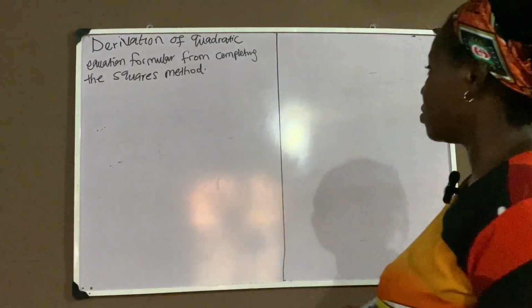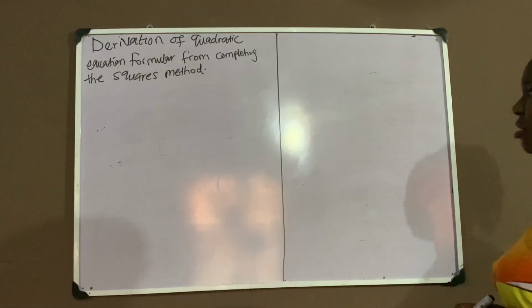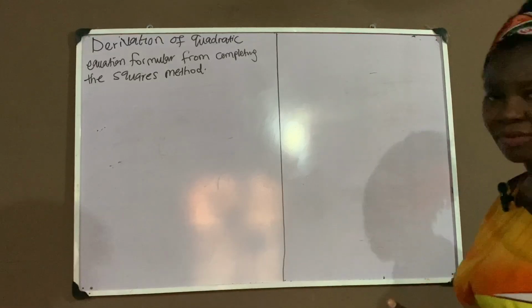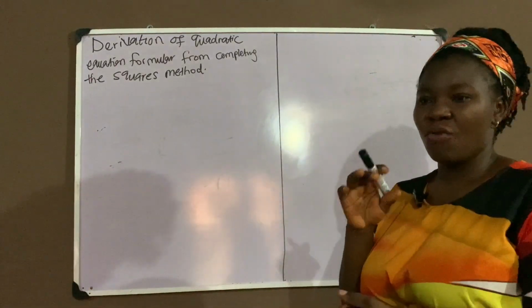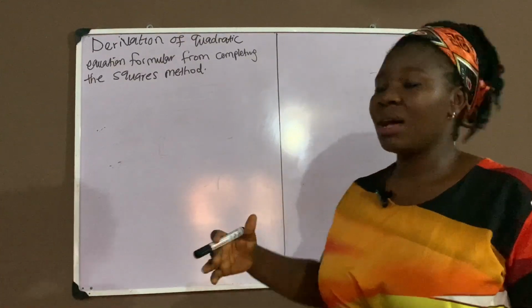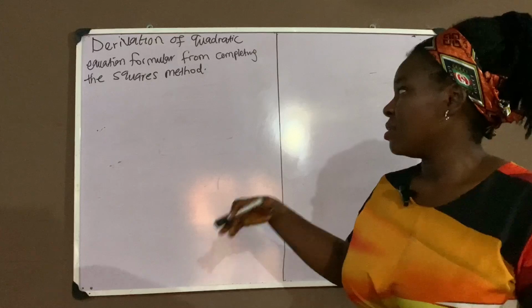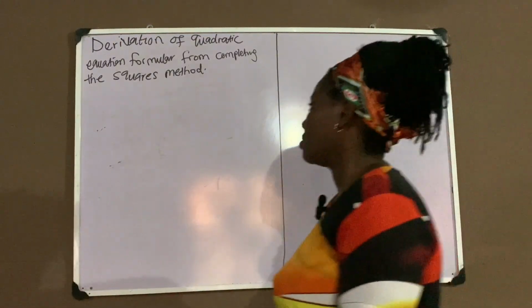Derivation of the quadratic equation formula from the completing the squares method. Now, let's quickly look at how we can derive the quadratic equation formula. That is the general formula, which some people call the almighty formula. Let's look at how we can derive it so that we can use it to find the solution or the root of the equation.